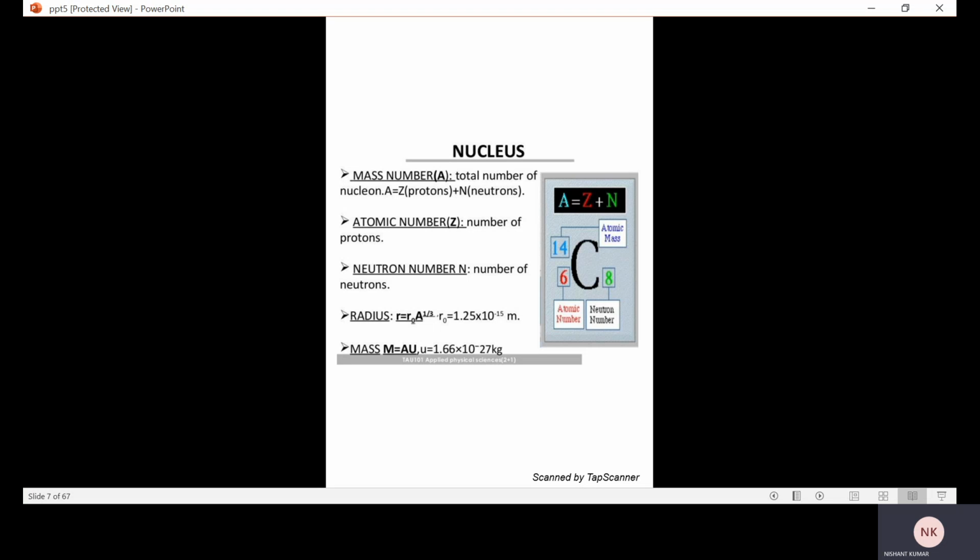The radius of the nucleus can be found by r equal to r naught A to the power 1 by 3, where A is the mass number and r naught is a constant equal to 1.25 into 10 to the power minus 15 meter.